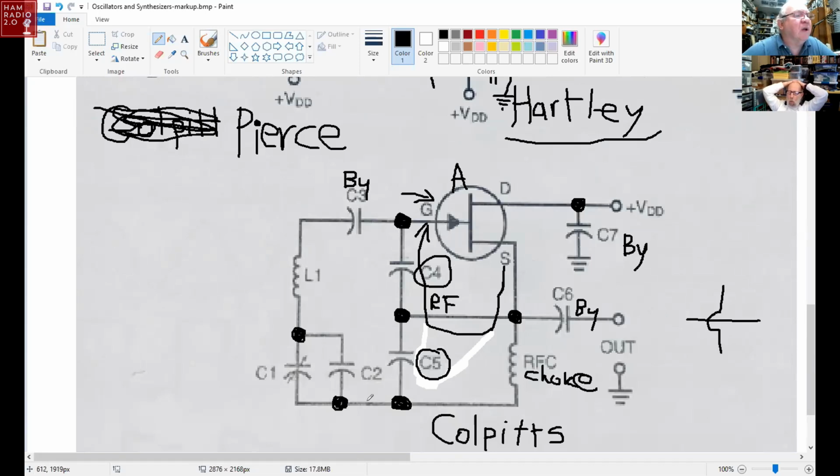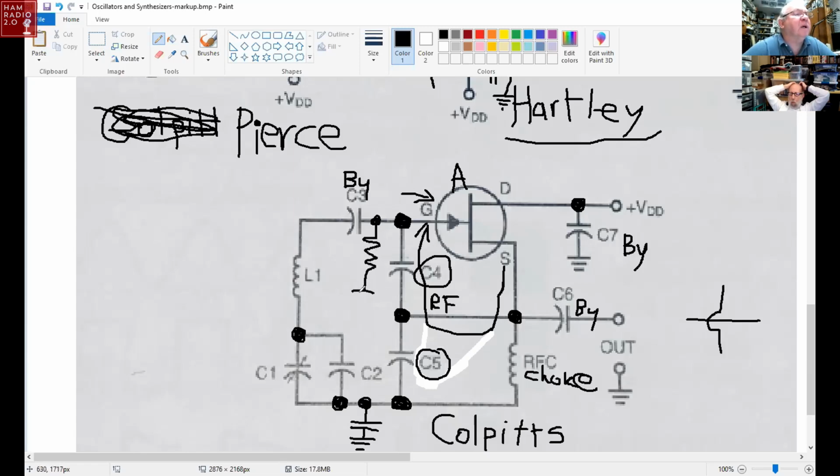I guess you could have a bypass capacitor here and call that ground. This diagram in the book is kind of incomplete. There's a line missing because of the way it's drawn, because you need a resistor here to give it some gate bias. Otherwise, the amplifier is not going to work.